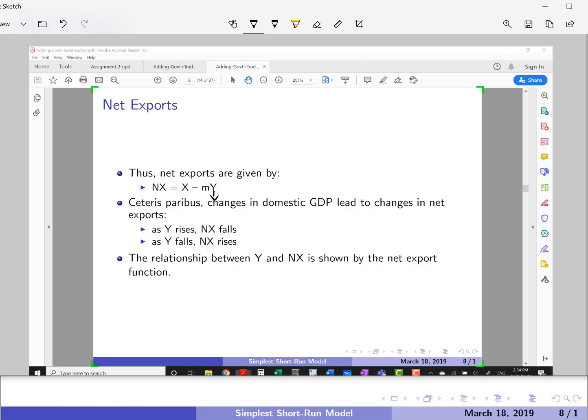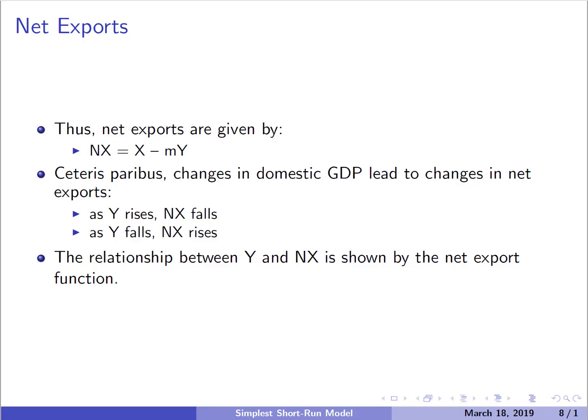A lot of times it's going to be easiest to see with an example of a net export function, which is what the next slide is. So let's give an example of what a net export function could look like with numbers, so we can kind of draw it out and talk about what's happening. This next slide's a little bit busy, but let's just break it down one by one.